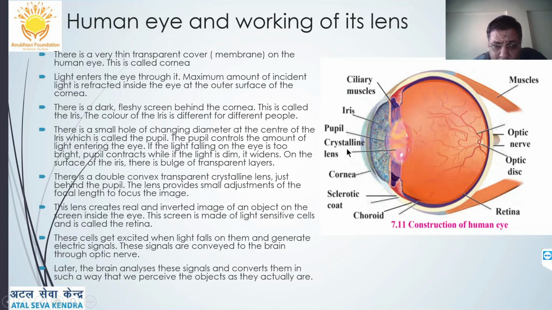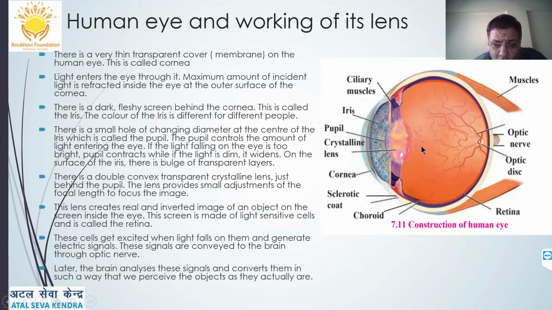Then there is a dark fleshy screen behind the cornea that is called as the iris. So iris is a muscular screen which will have a small slit-like opening called as pupil, which will control the amount of light passing into the lens or towards the lens. Iris of different people have different colors. Therefore, some have black eyes, some have brownish eyes, some have cat eyes, and so on.